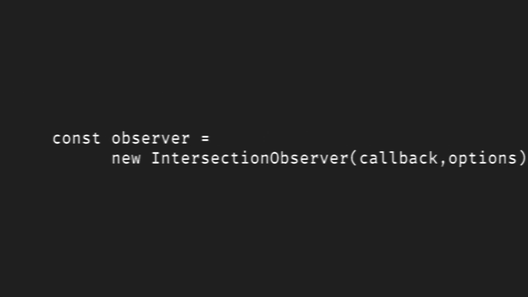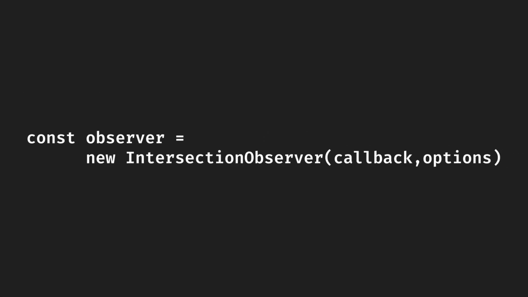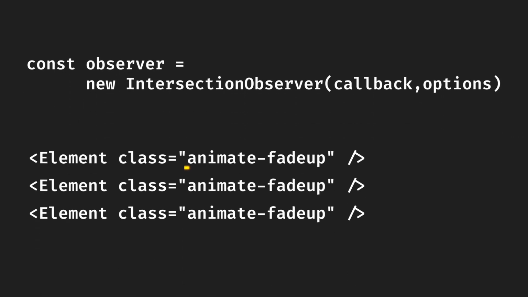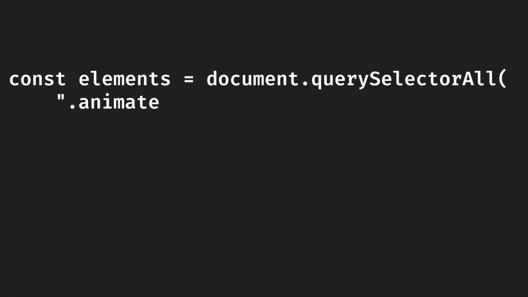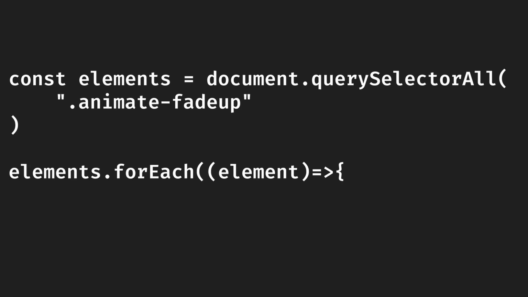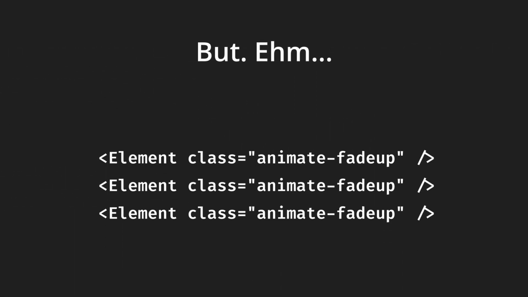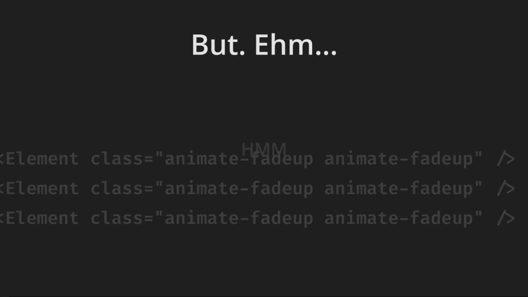Okay, now that we have an observer, we have to tell it what to observe. I have some elements that have the class AnimateFadeUp, and I want to target them all and add an animation. We just need to add a query selector, get all the elements that have that class, go over them, and then tell the observer to observe every last element of that list. But since the elements already have the animation class on them, I cannot add it again.